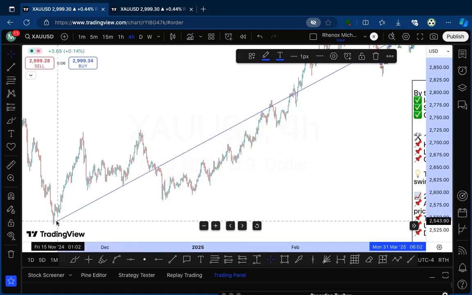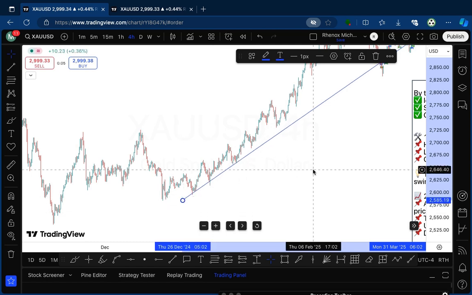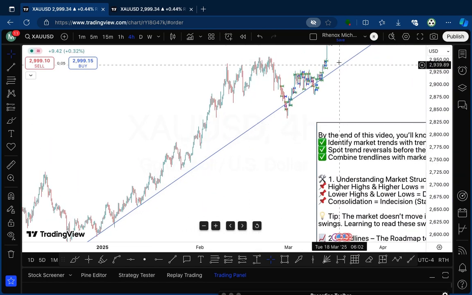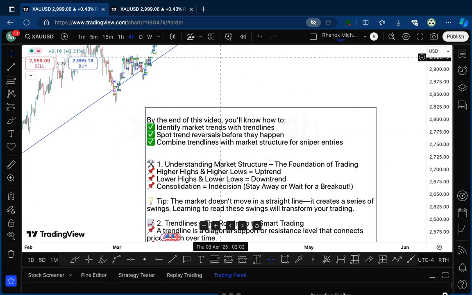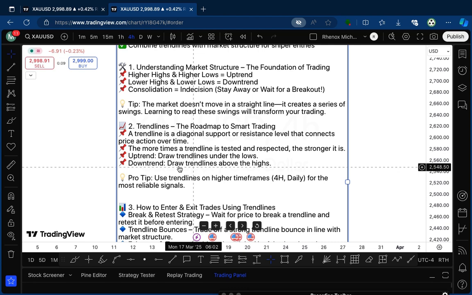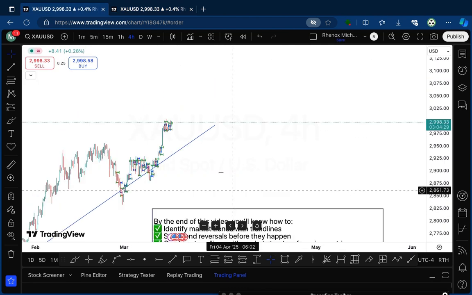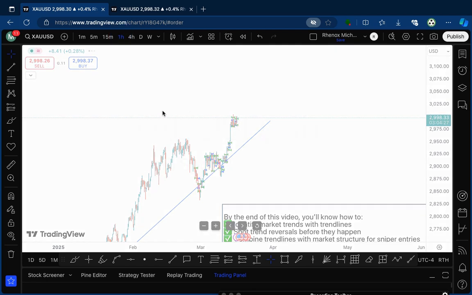Okay, we had a break of the trend line from down here, but this trend line is still being respected all the way to these highs here. So you can see how interesting a trend line can be to get your price movement. Now, for a downtrend, you draw your trend lines above the highs. You look for the highs on the charts to draw your trend lines. Let's go to the 1 hour.